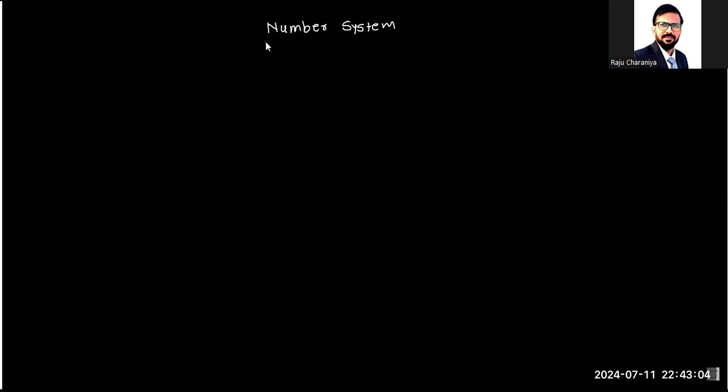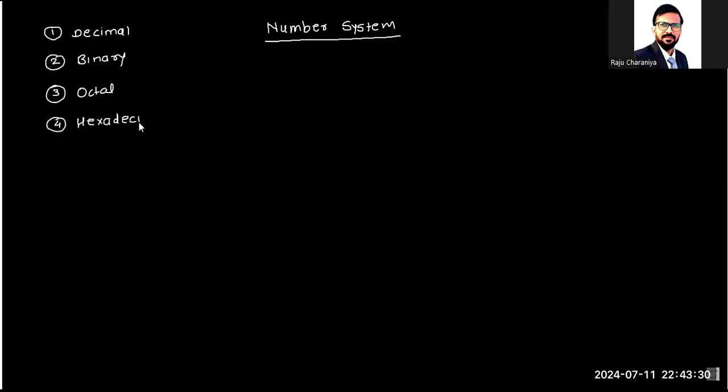In the previous class, we discussed that there are four major types of number systems. The first one was the decimal number system. Second, the binary number system. Third, the octal number system, and the fourth one is the hexadecimal number system.